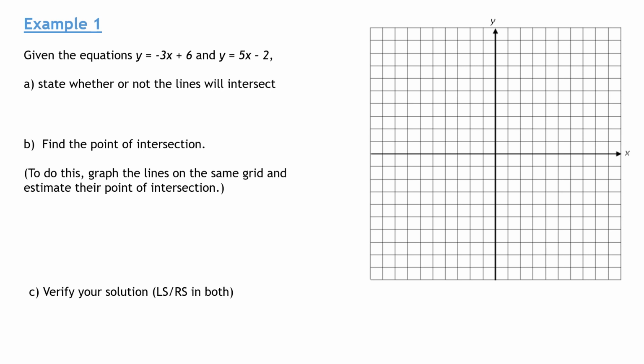Example 1. Given these equations, state whether or not the lines will intersect. So now you have to think of what you just wrote down on your sheet there. So how can we tell if they will intersect? First of all, are these two exactly the same? No way. So infinite is not an option here because this line is not the same as this line. So infinite is out of the picture. Are they parallel? So let's look at the slopes. This slope is -3. My second line has a slope of 5.